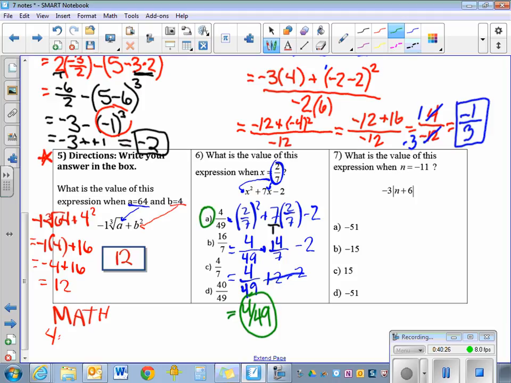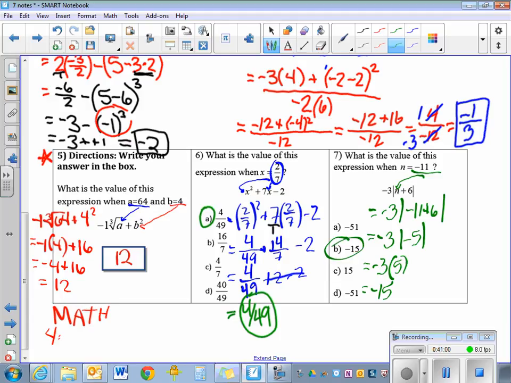Okay, then finally number 7. I think this one was a little bit easier than number 6. So we have n is equal to negative 11, so that gets substituted in. So negative 3 times the absolute value of negative 11 plus 6. Again, have to deal with my grouping of my absolute value first. So negative 11 plus 6 is negative 5. Absolute value of negative 5 is positive 5. And now I can do my multiplication. Negative 3 times 5 is negative 15, which is B.